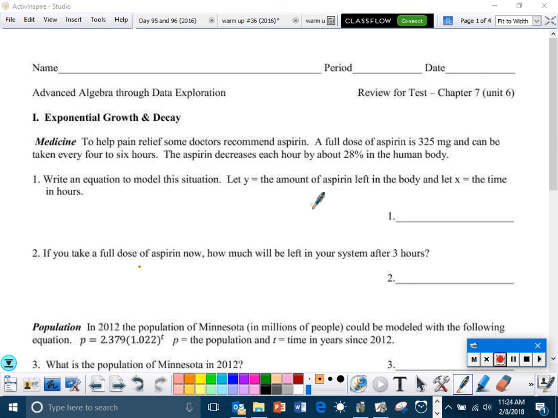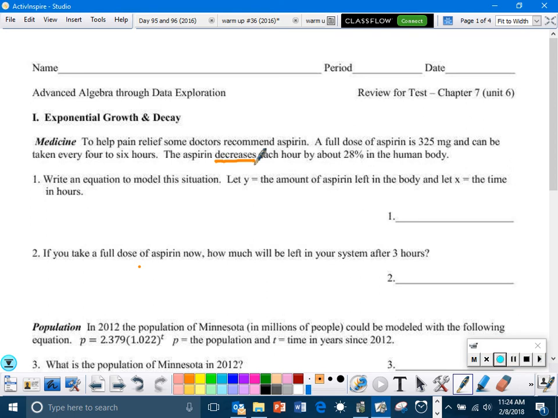So, let us begin. Number 1, exponential growth and decay. We're going to write an equation to model the situation. To help pain relief, some doctors recommend aspirin. A full dose of aspirin is 325 milligrams and can be taken every 4 to 6 hours. The aspirin decreases each hour by about 28% in the human body.